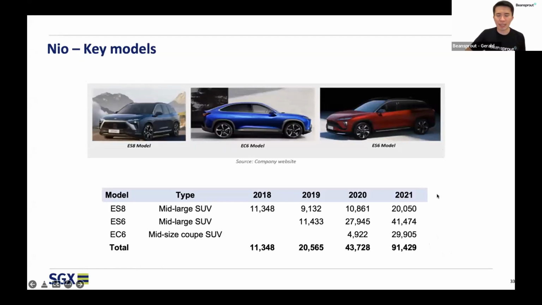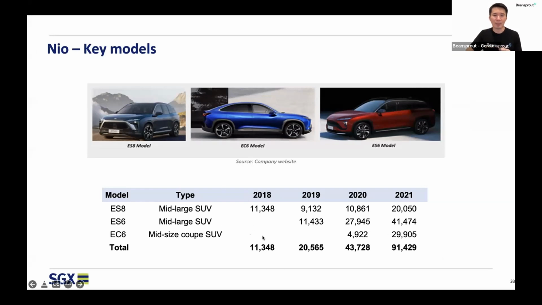Okay, so if you were to look at some of the key models that they have, they started with some of the larger vehicles like the mid to large SUVs in 2018 with the ES8 model. Then thereafter, you actually saw that they were able to launch progressive models. And I think the interesting point from this particular table is that if you look from a year-on-year basis, they have consistently been able to increase their car sales each year.